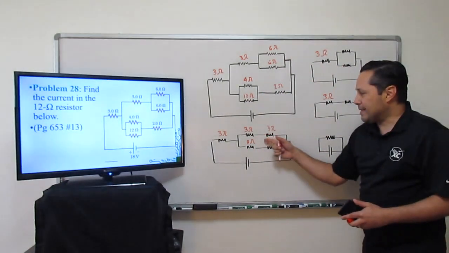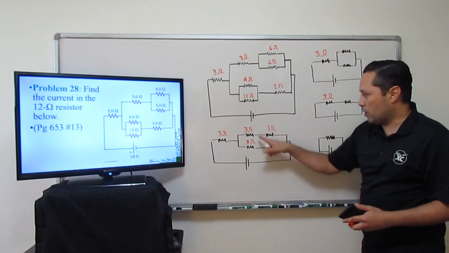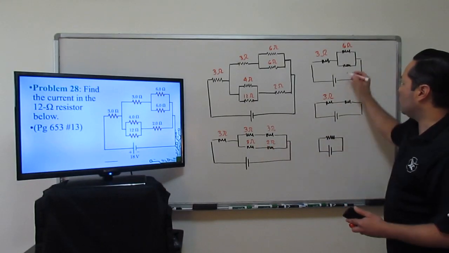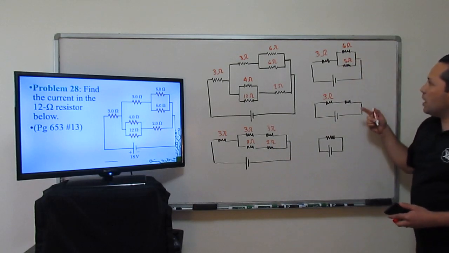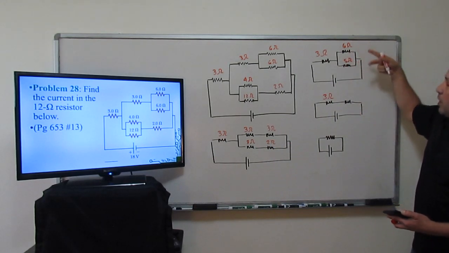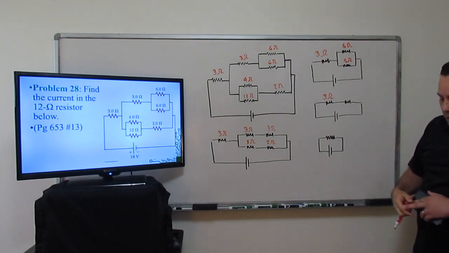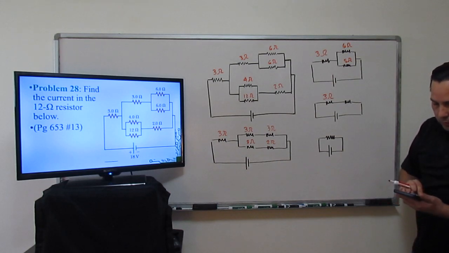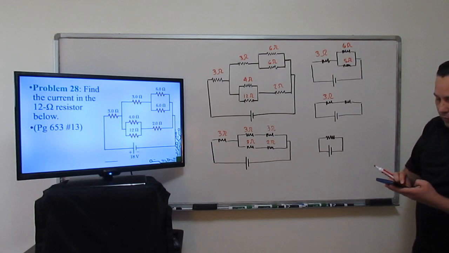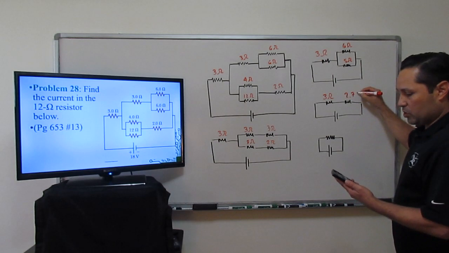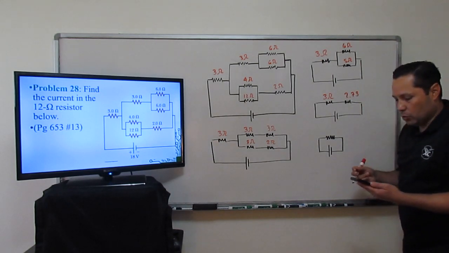Next, since these two are in series, as well as these two, we can just add them together. So 3 plus 3 will give us 6 ohms. And this one, 3 plus 2, will give us 5 ohms. Now, we can reduce it some more. These two are in parallel. So we're going to find their equivalent resistance for that section. So it's going to be 1 over 6 plus 1 over 5. That gives us 0.36. We get the inverse of that, and that gives us 2.73. Alright, so that's what we got.